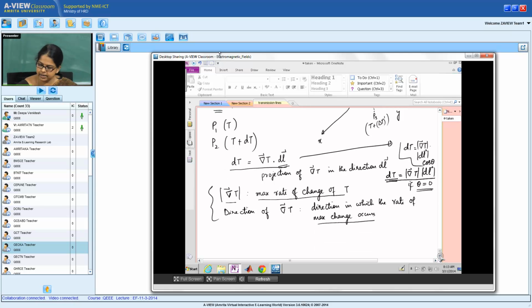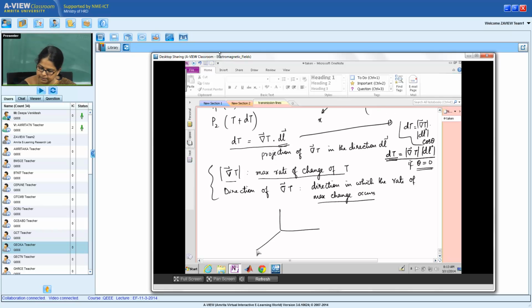Simply speaking, physically what does it mean? It simply means that I have, let us say, a point P, and around P let me draw a contour of constant T. So this is a point P which has a temperature T. Let us say I join all the points which have a temperature T plus delta T, this is the contour. So in this direction the change is less, but in this direction the change is largest.